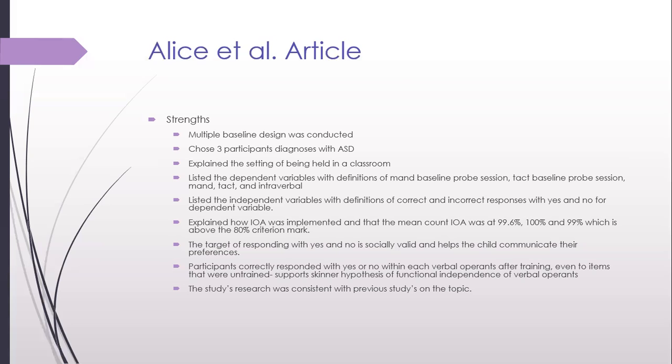The target of responding with yes, no is socially valid, and it explains why in the beginning of the article. It's basically because it helps children communicate their preferences. Participants correctly responded with yes, no within each verbal operant after training, even to items that were untrained, which supports Skinner's hypothesis of functional independence of verbal operants. And the research was consistent with previous studies on the topic.